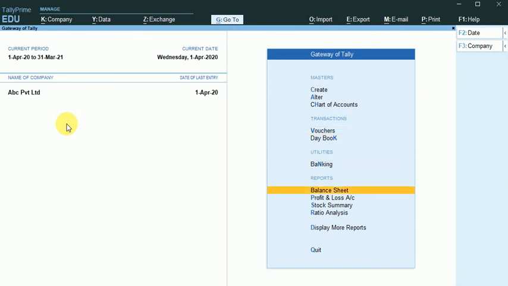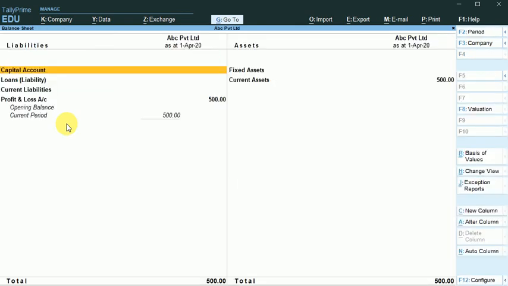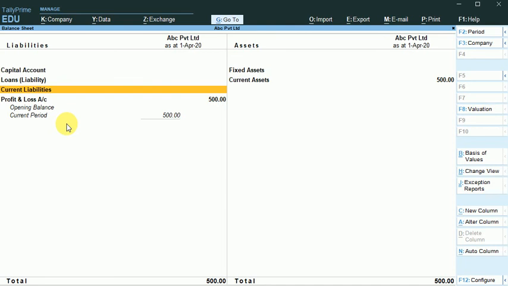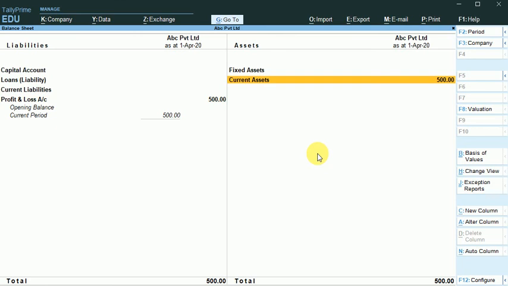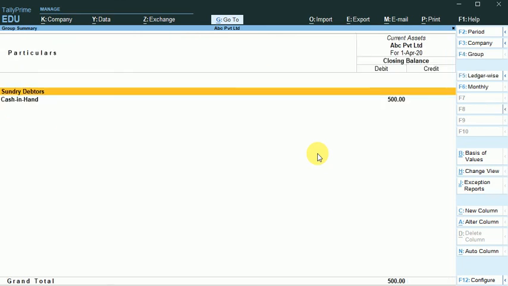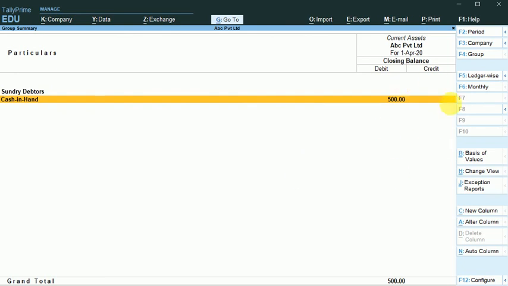Now again I'm going to the balance sheet. There is no liability as of now. My net profit is 500 rupees. I have purchased for 1000 rupees and sold for 1500 rupees, so the net profit is 500 rupees. This 500 rupees I now have in my hand. In the current assets, cash in hand, I have 500 rupees as profit in my hand.